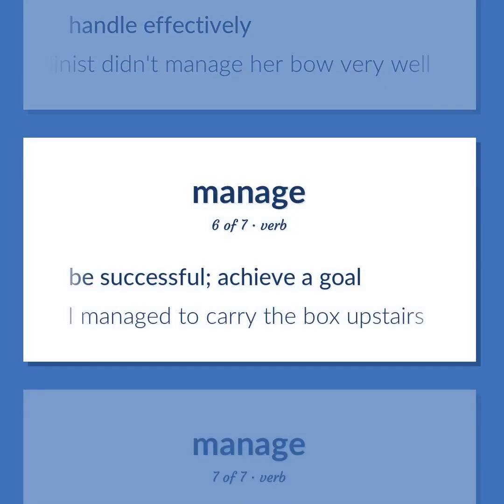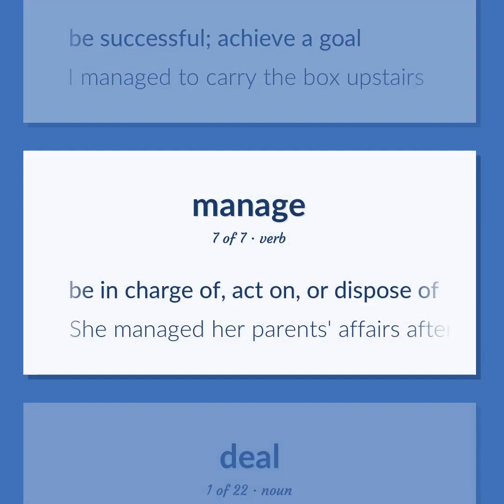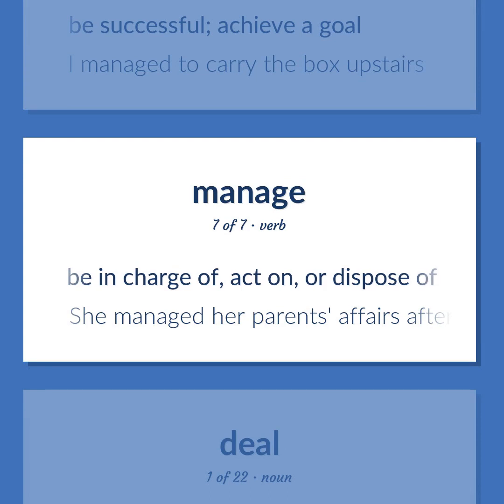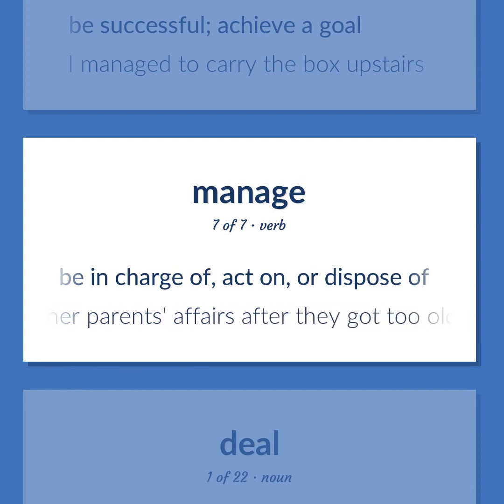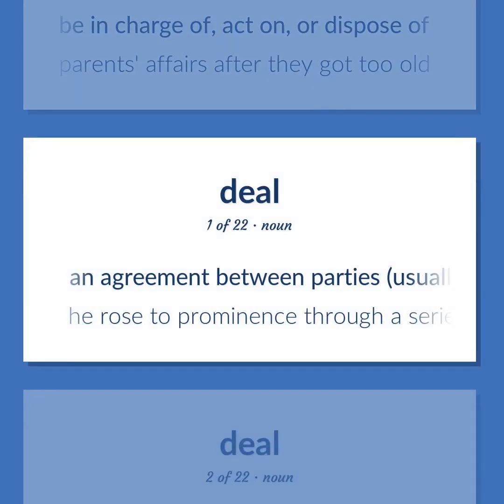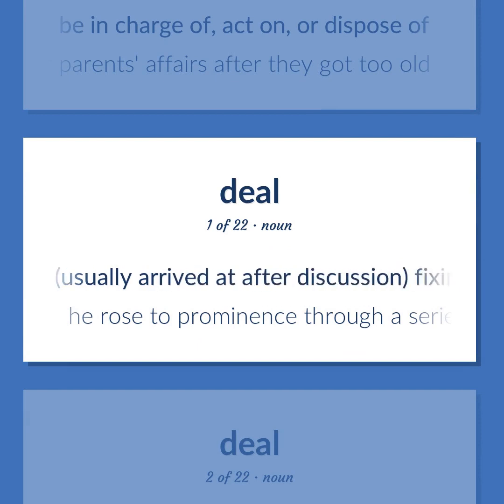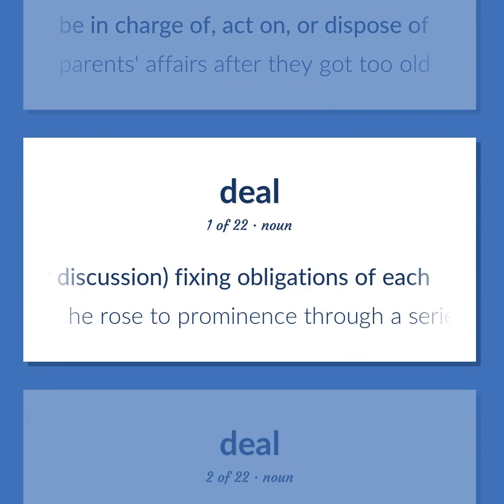Be successful. Achieve a goal. I managed to carry the box upstairs. Be in charge of, act on, or dispose of. She managed her parents' affairs after they got too old. An agreement between parties, usually arrived at after discussion, fixing obligations of each. He rose to prominence through a series of shady deals.